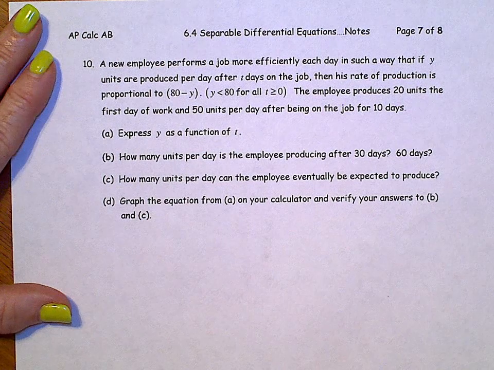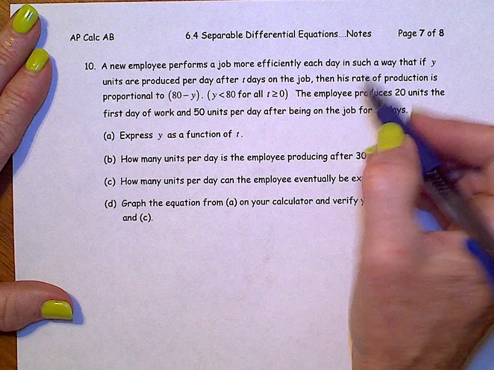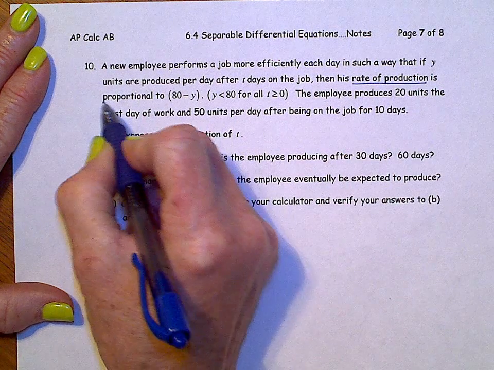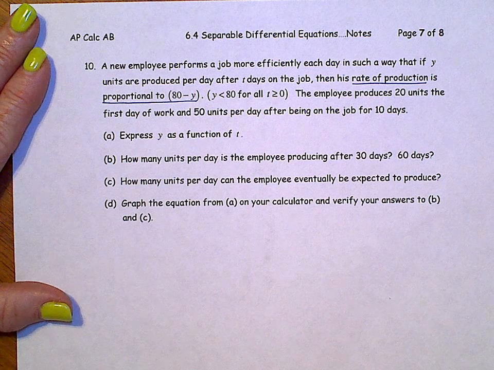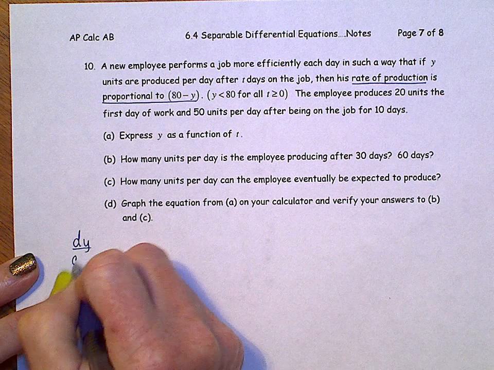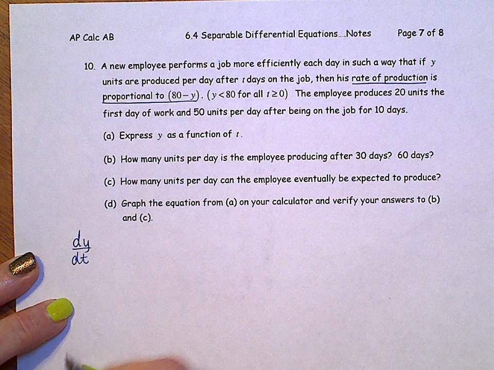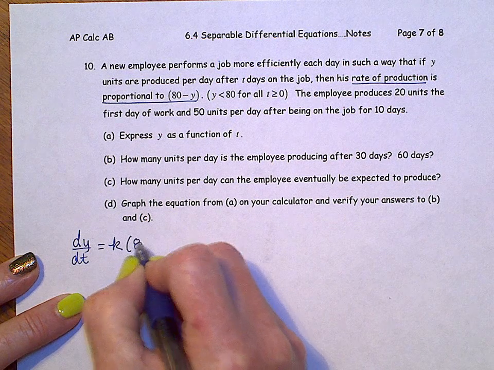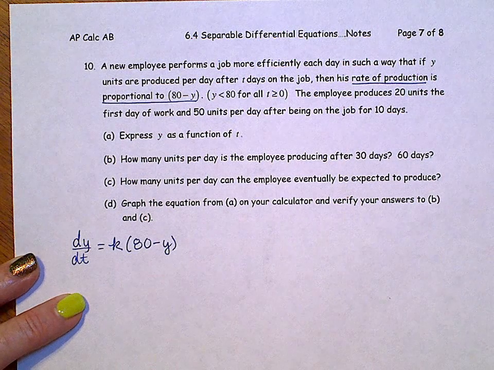The part that's important here to set that up is that his rate of production is proportional to 80 minus y. So right there, that tells us his rate of production, dy/dt, is proportional to k times (80 minus y).